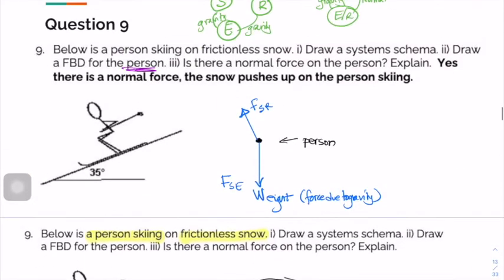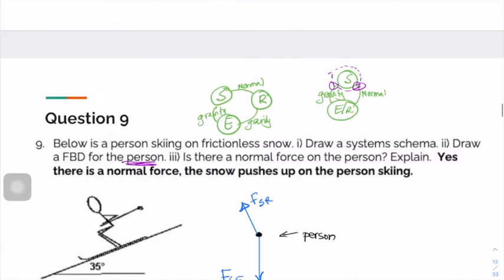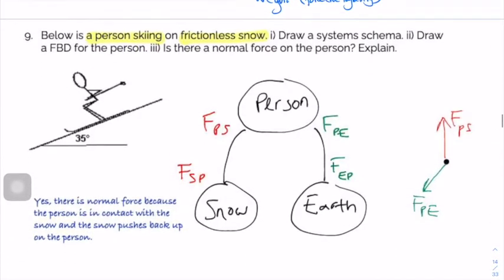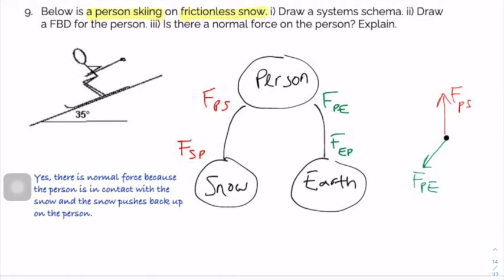Oh, I forgot to answer. Is there a normal force? Oh, yes, there's a normal force. The snow pushes up on the person skiing. So that is correct. Yes, there is a normal force because the person is in contact. So that's what we're looking for. Person is in contact, so correct. Snow and Earth, we can accept that. And then the only thing that's wrong about this is the angle.